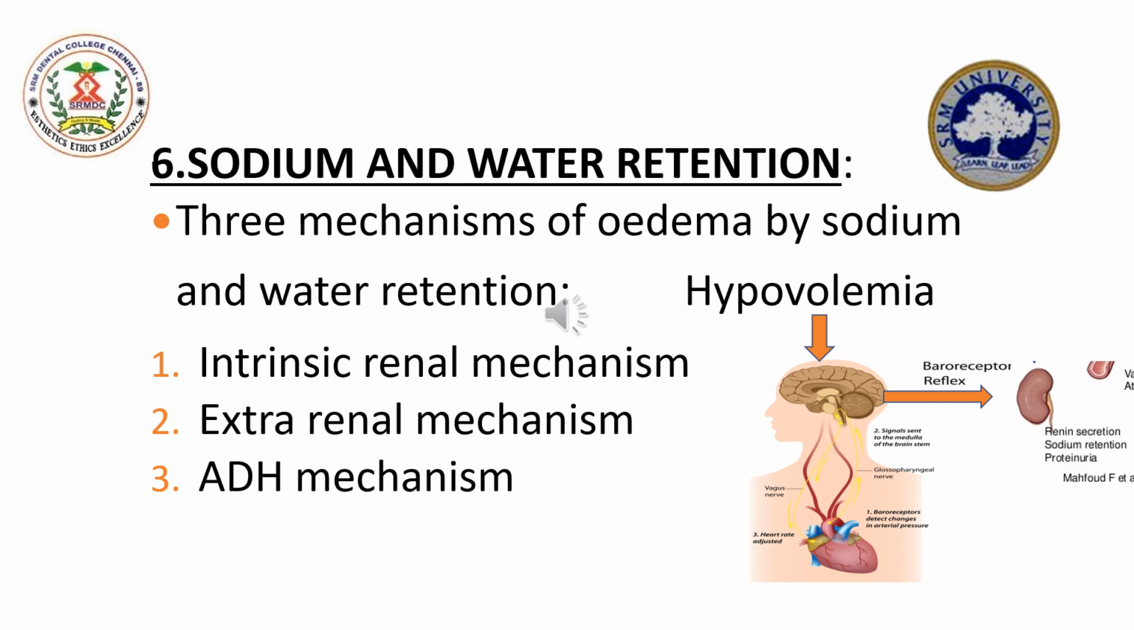Next is the third one, that is the antidiuretic hormone. In the antidiuretic hormone mechanism, there will be retention of water following retention of sodium because of the influence of antidiuretic hormone. The release of this hormone is stimulated whenever there is increase in sodium, and there will also be hypovolemia. Both of these together will lead to a large amount of antidiuretic hormone, which in turn will produce highly concentrated urine. An example of this is edema of cardiac disease.